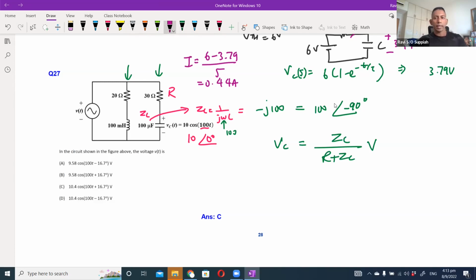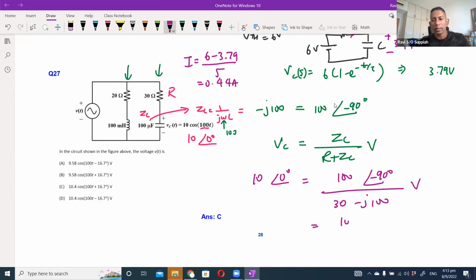So with that, I can say that my VC, which is 10 angle 0 degrees, equals 100 angle minus 90 degrees over R plus ZC, which is 30 minus j100, multiplied by V. So that is basically it. The rest is all just your maths. Sorry, this is 104.4.